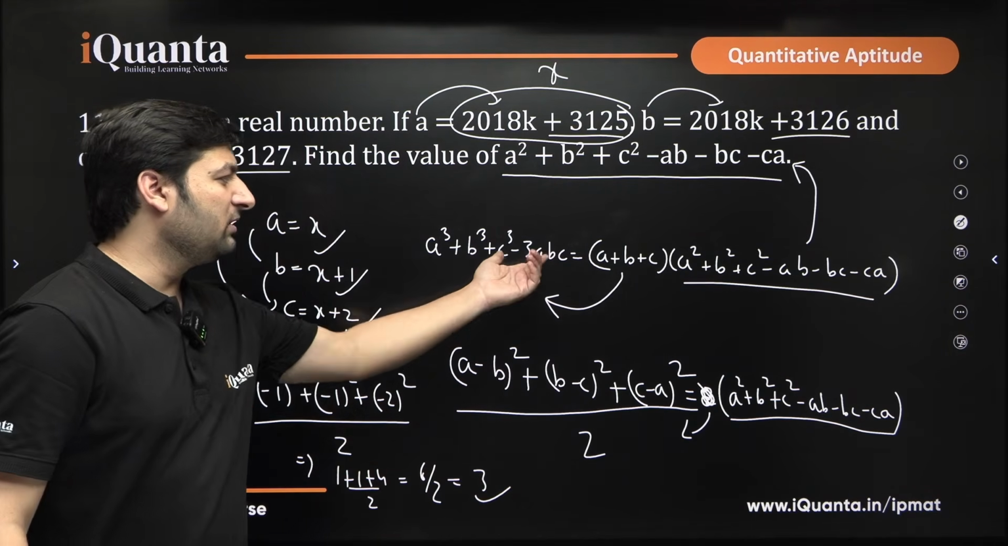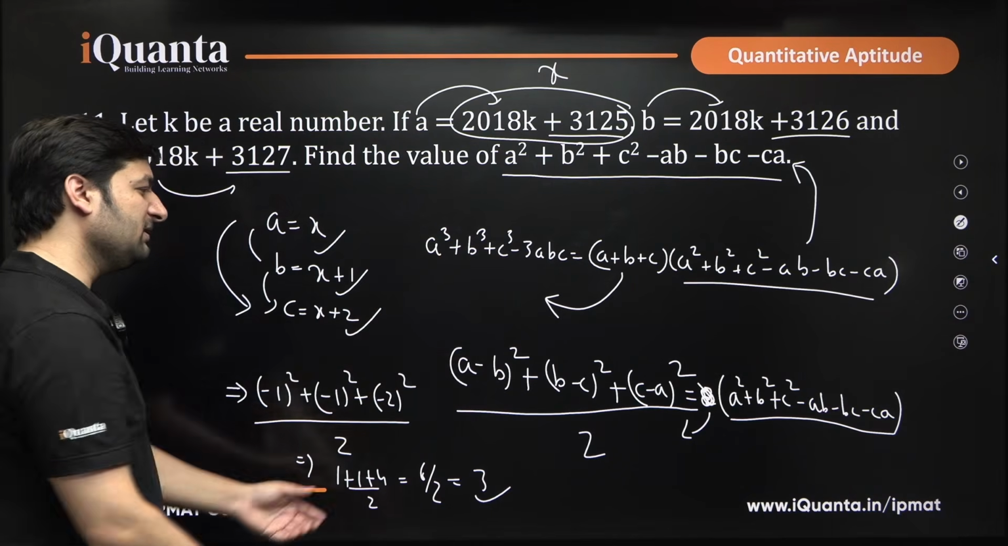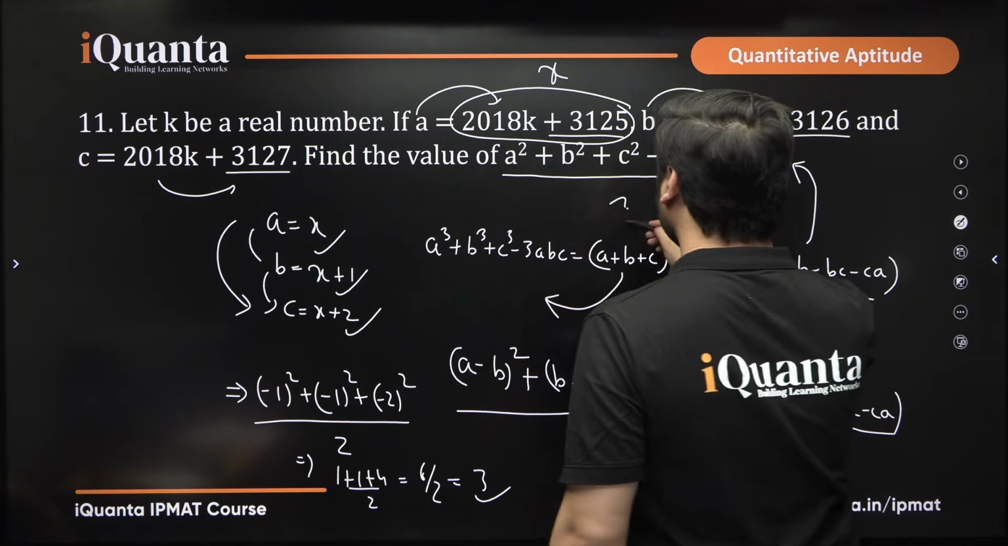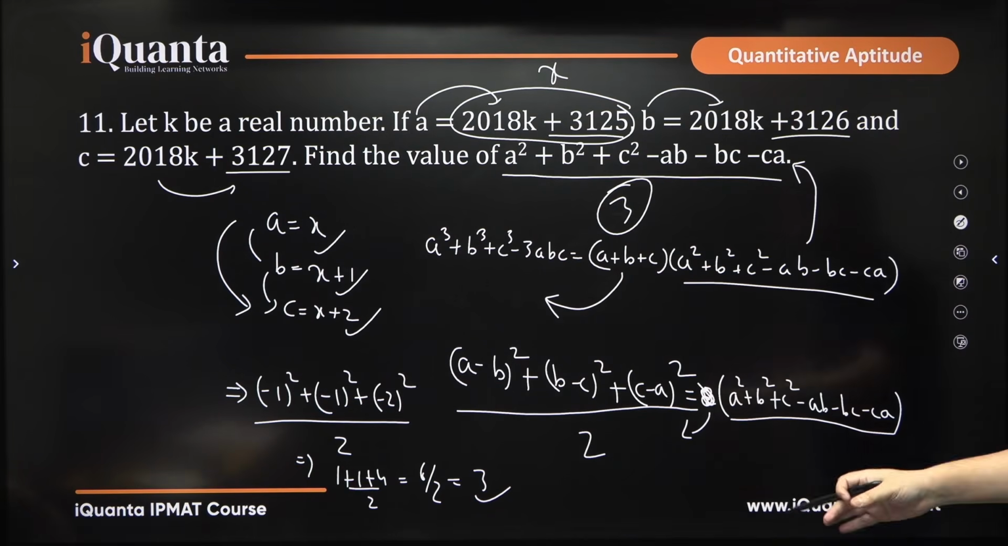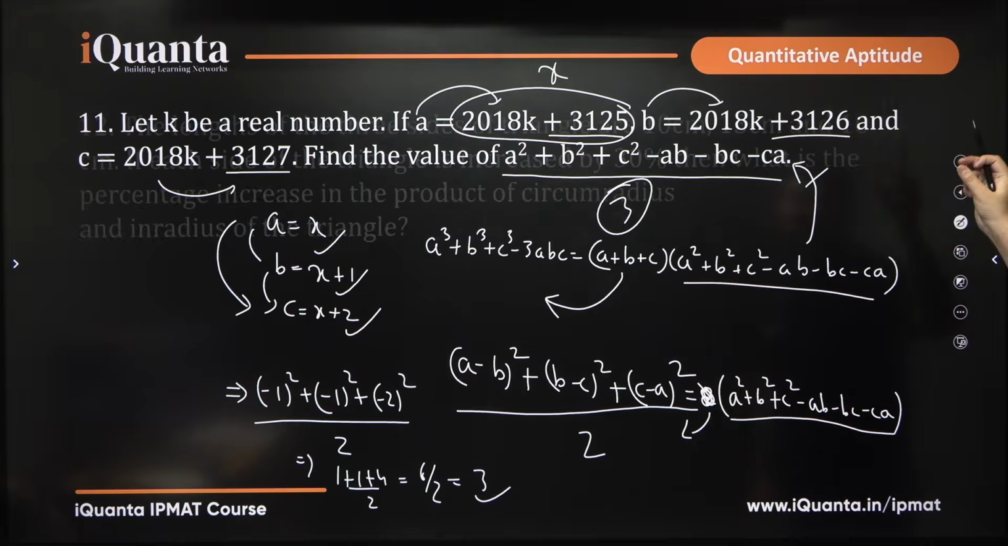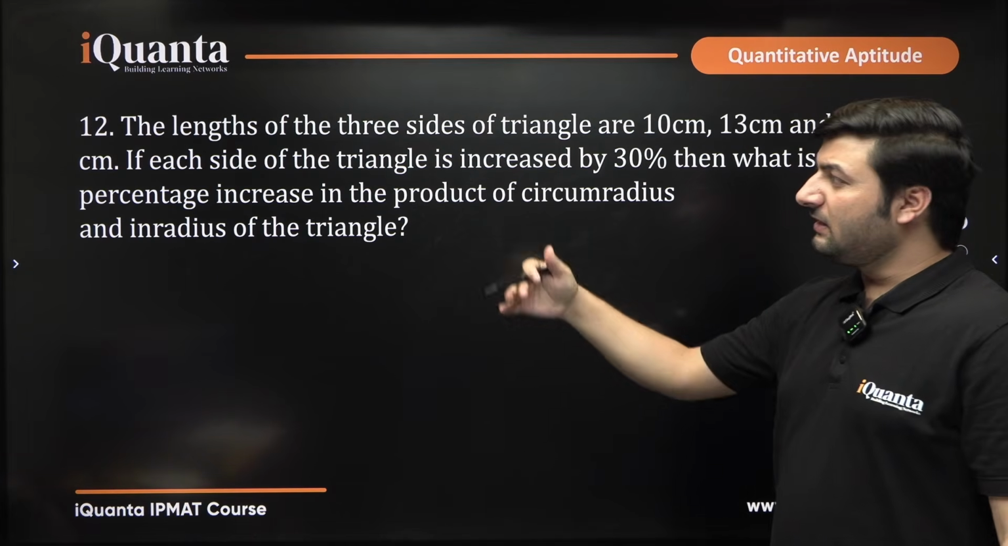So whether you solve this way, this is going to be slightly complex, but if you solve this way, your answer comes quickly. So the answer will be 3. I hope this is clear. This is also a very good question. Okay, identity based question. Okay, let's talk about the next one.